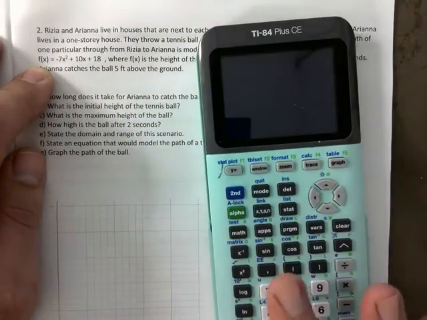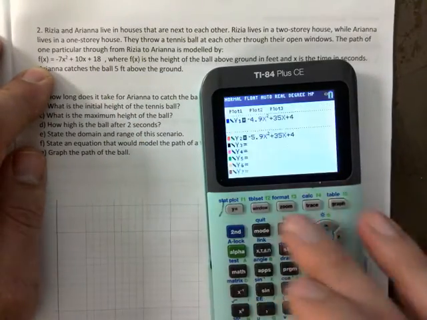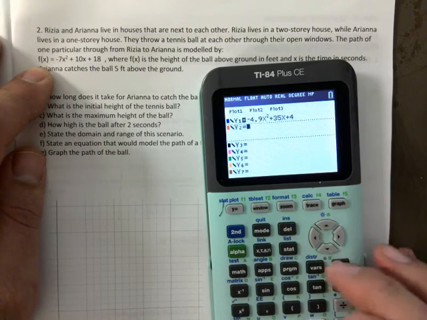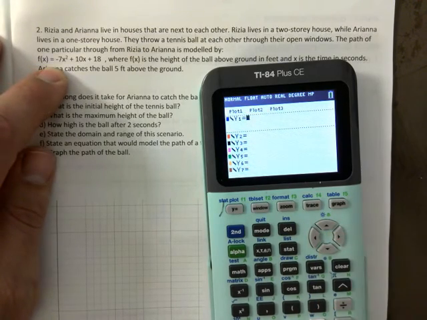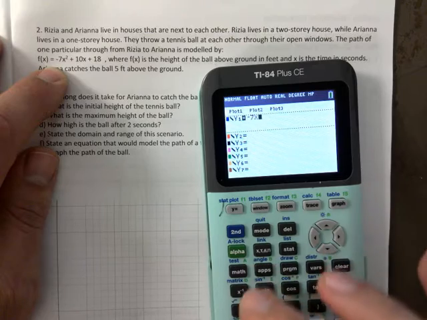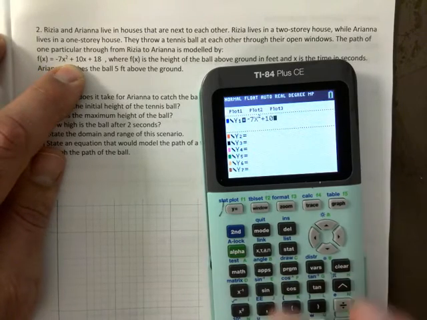Type that into your y1. So I'm going to go ahead and do that right off the bat. Let's type that into our y1. I'll clear everything else. Negative 7x squared plus 10x plus 18.